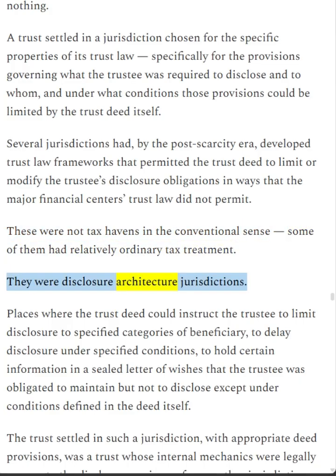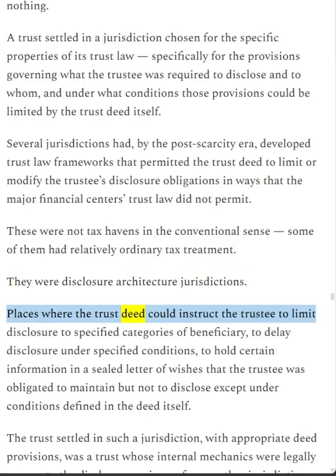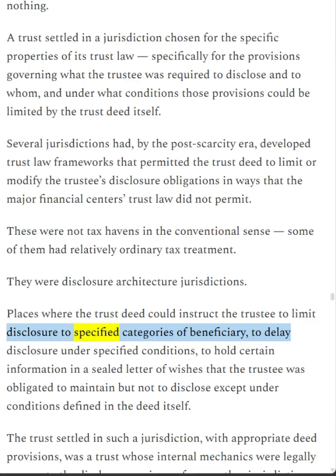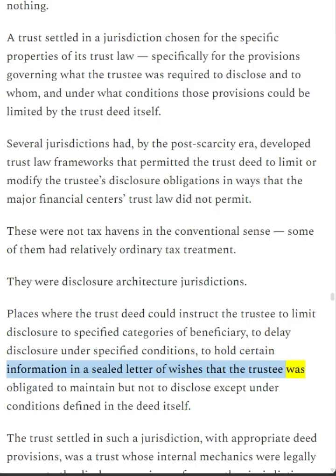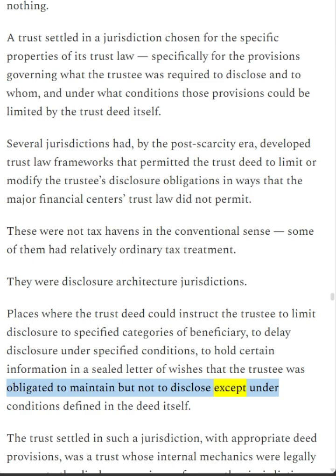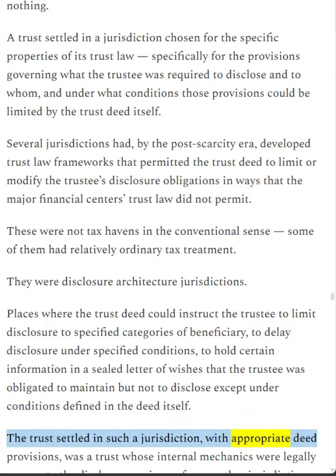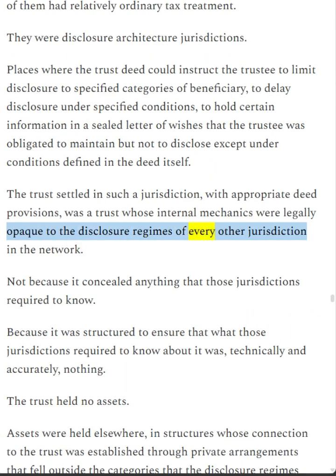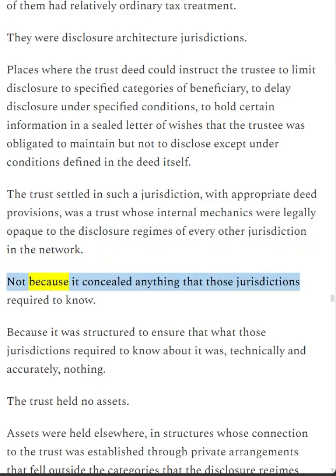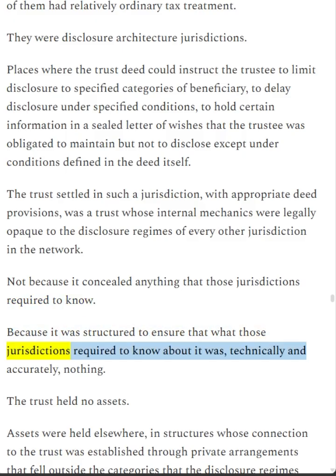They were disclosure architecture jurisdictions, places where the trust deed could instruct the trustee to limit disclosure to specified categories of beneficiary, to delay disclosure under specified conditions, to hold certain information in a sealed letter of wishes that the trustee was obligated to maintain, but not to disclose except under conditions defined in the deed itself. The trust settled in such a jurisdiction, with appropriate deed provisions, was a trust whose internal mechanics were legally opaque to the disclosure regimes of every other jurisdiction in the network. Not because it concealed anything that those jurisdictions required to know. Because it was structured to ensure that what those jurisdictions required to know about it was, technically and accurately, nothing.